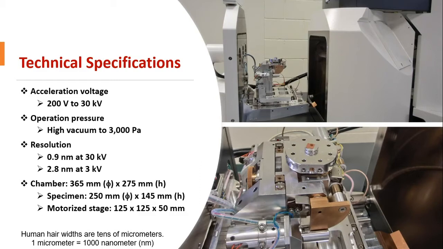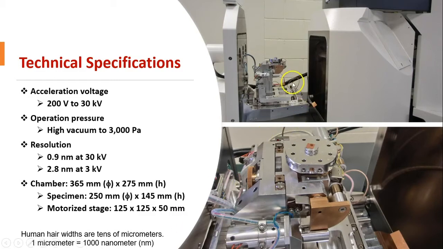Resolution is 0.9 nanometer at 30 kV for the secondary electron detector in vacuum. At 3 kV, resolution is 2.8 nanometers. So what is a nanometer? For example, a human hair is around tens of micrometers wide, and 1 micrometer equals 1000 nanometers. So that means using SEM, you can see a lot of objects invisible to our eyes.